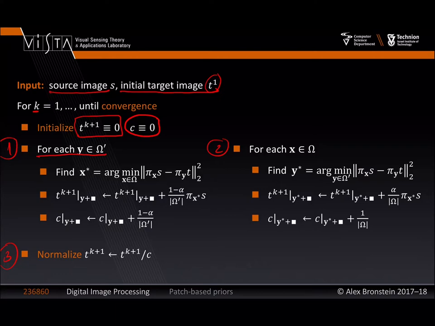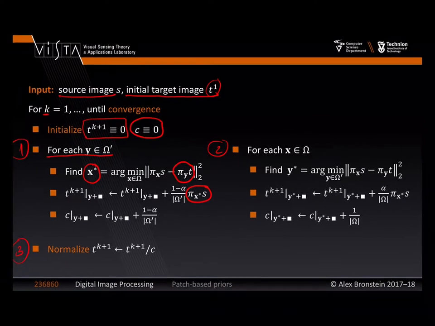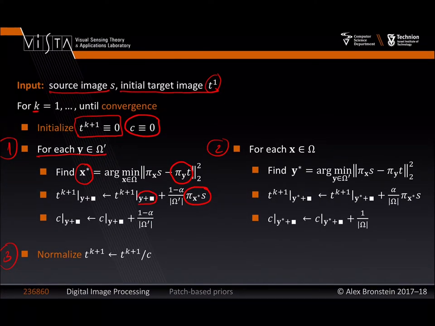So I'm going over all omega prime, and I'm looking for every patch center, that point y in the target domain, in the target image. I'm looking for its nearest neighbor in the source domain. And this is my x star. From that, basically, I extract that patch from the source domain, and I add it at the location around my point y to my current iterate. Okay, and I'm adding it with this weight that appeared in the fraction as well. So I'm adding basically the contributions of the values of that patch with some weight. And this weight is added to the accumulator because I'm going to divide by this accumulator.